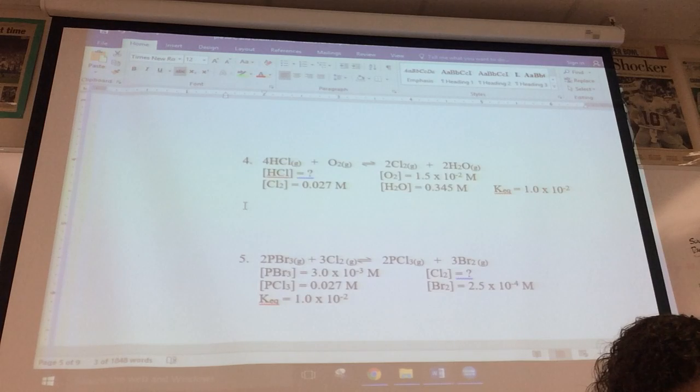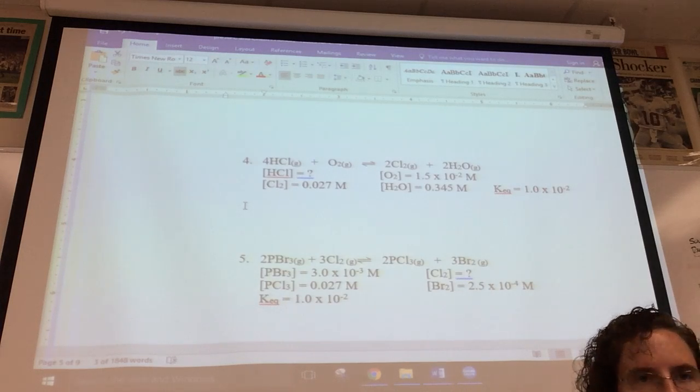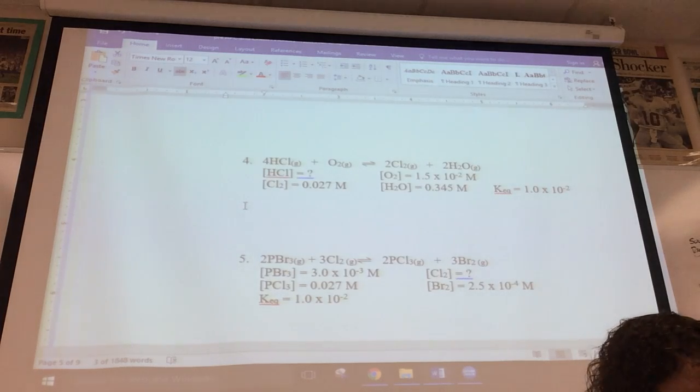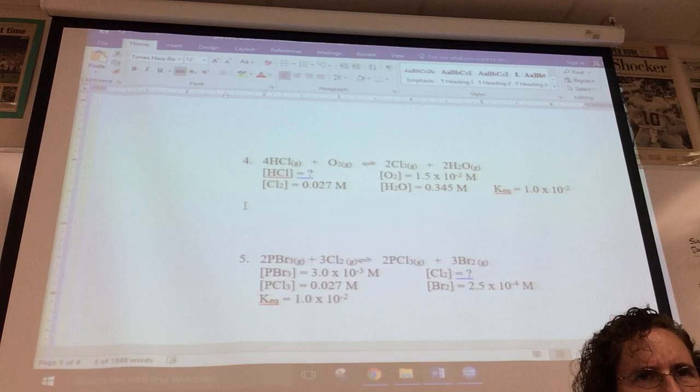I'm plugging it in now. I'm trying to write the pieces out so it's easier to follow, just in case somebody needs a little more. What'd you get? 7.2 times 10 to the negative fourth molar. Who else did it?